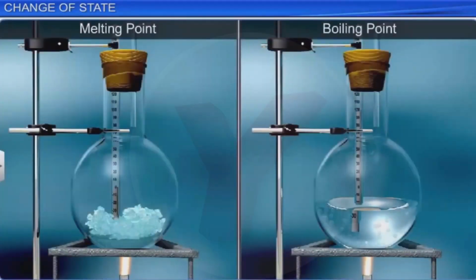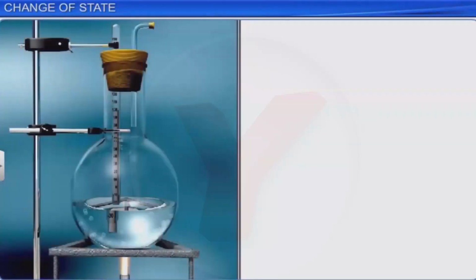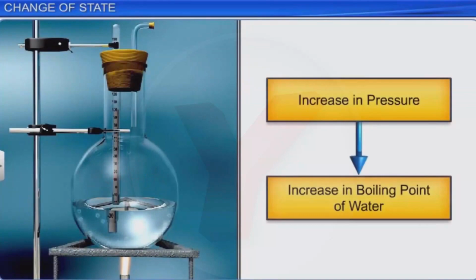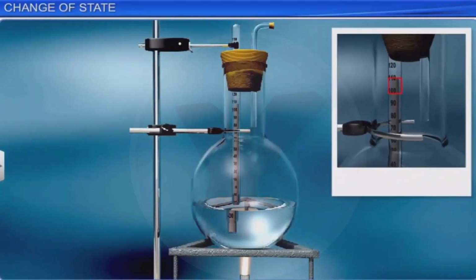The boiling point of water increases with an increase in pressure. To understand this, let us return to the experiment where water was heated in a round-bottomed flask. When the steam outlet is closed, the pressure inside the flask increases, and the boiling point of water also increases. Therefore, the water in the flask stops boiling after some time. After absorbing more heat, the temperature of the water increases to a new boiling point, and it starts boiling again.